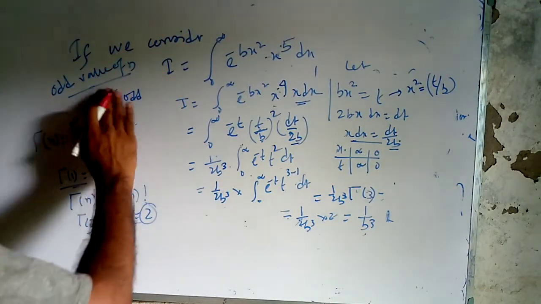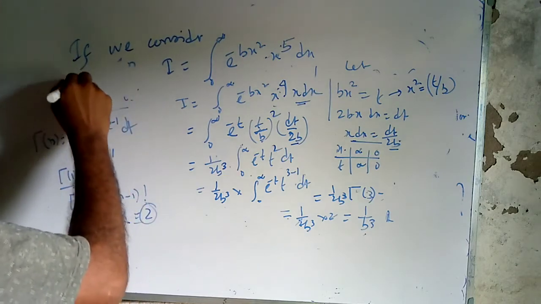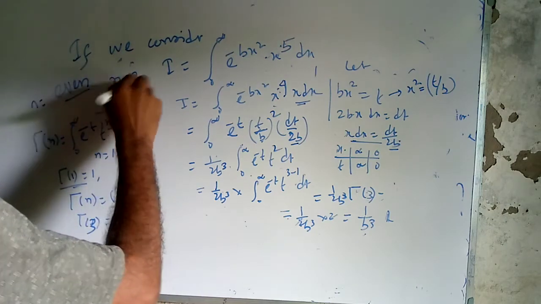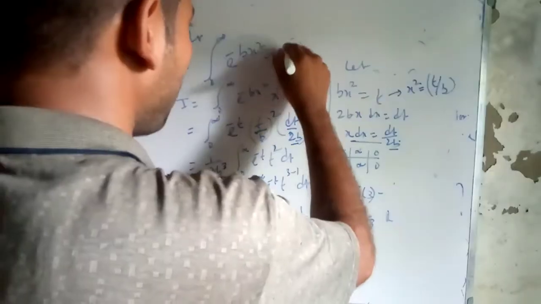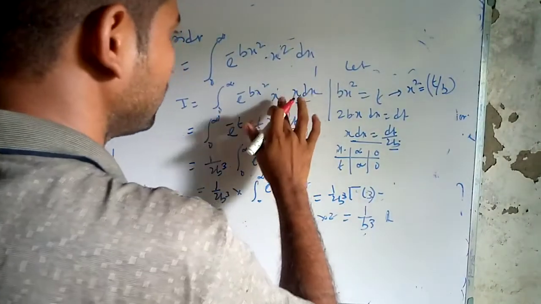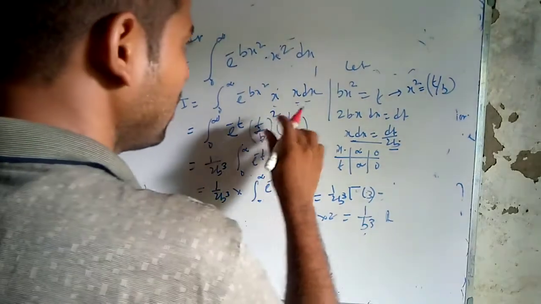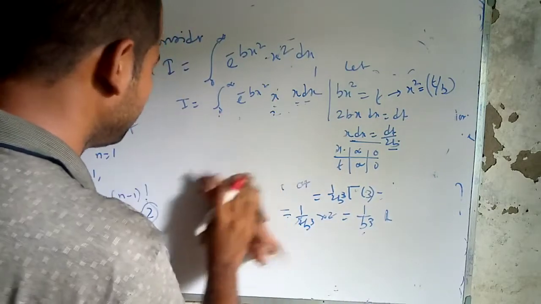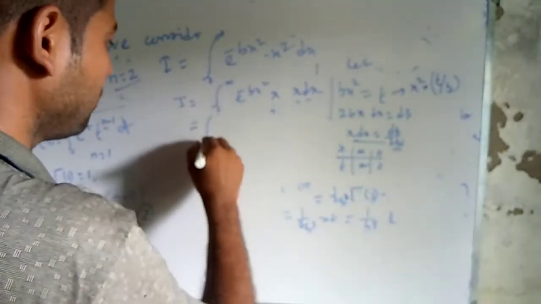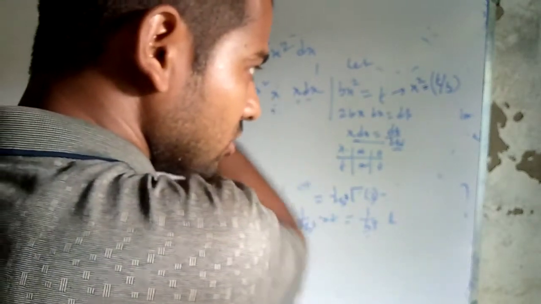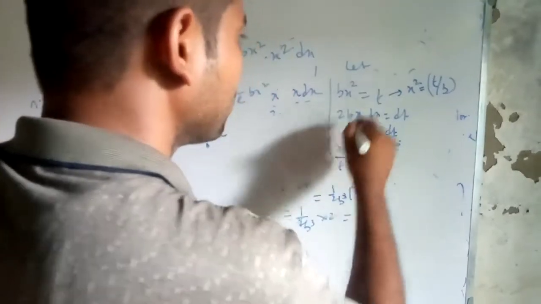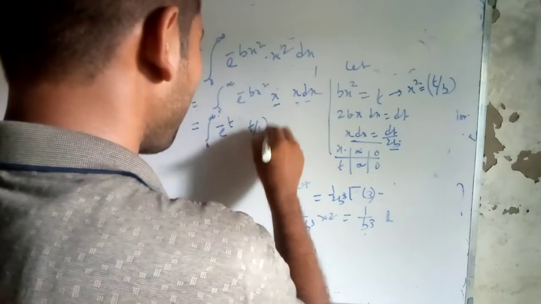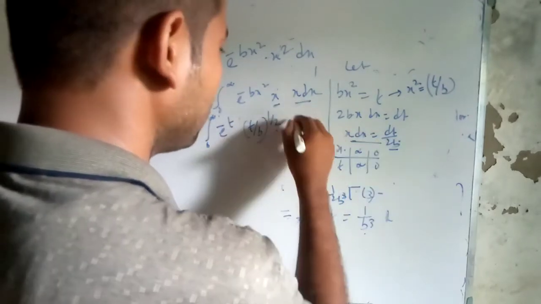If we calculate for even integers, n equal to an even value, say n equal to 2, this is x squared, and x into dx can be written, and hence the exact value of x changes here. This is the integral from 0 to infinity of e to the minus t, where x equals the square root of t by b, and x dx is dt by 2b.